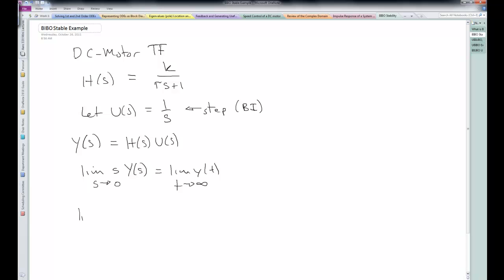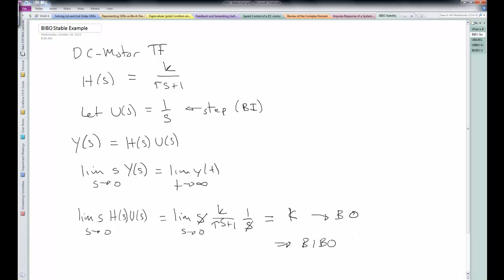So the limit of s times Y(s) is s times H(s) times U(s) as s goes to 0, and that's equal to the limit of s times K over tau s plus 1 times 1 over s as s goes to 0. Cancel out the s's, let s go to 0, and I end up with K as my output for y. So hence that's bounded output. So this is BIBO stable.